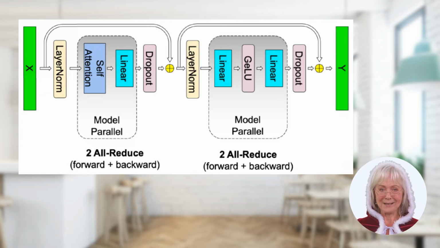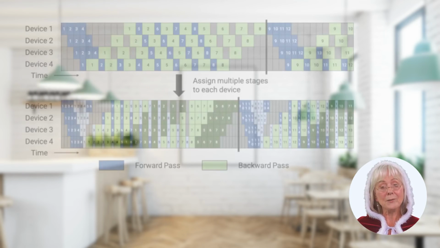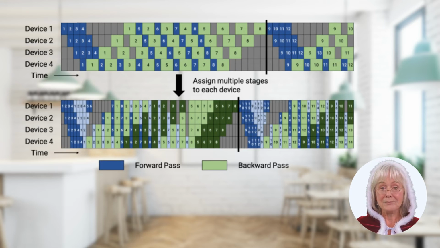To avoid this, Megatron-LM uses a specific sequence called a pipeline parallel schedule. It's like an instruction manual for the GPUs, telling them the order in which to process their slices. This way, each GPU knows when to work and when to wait for information from the others.